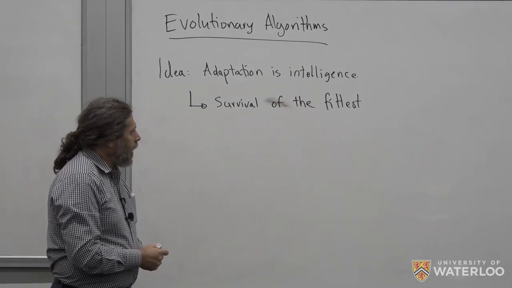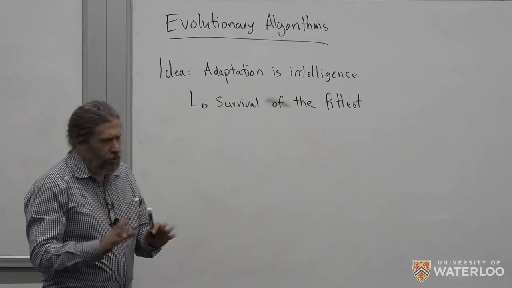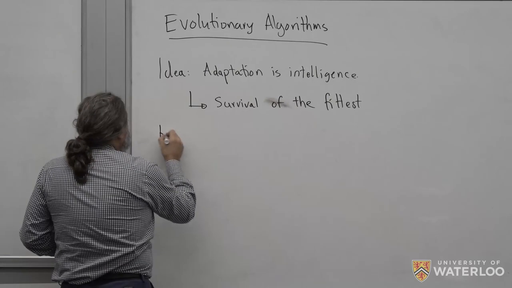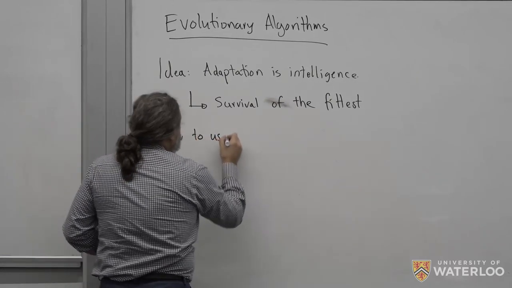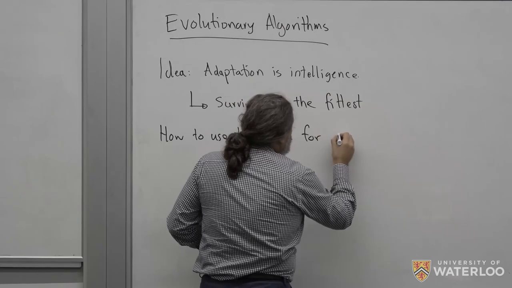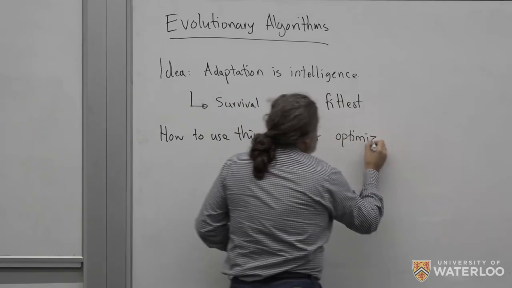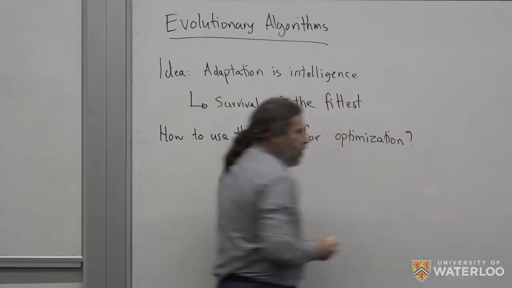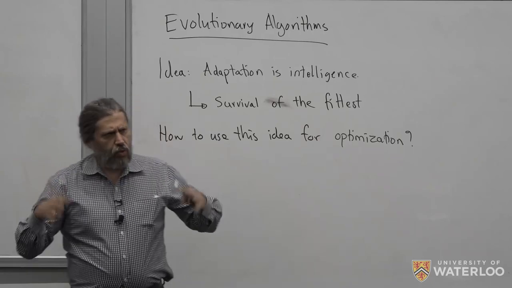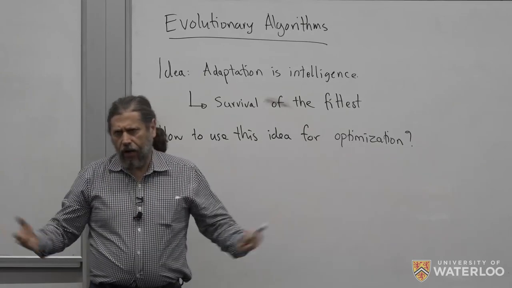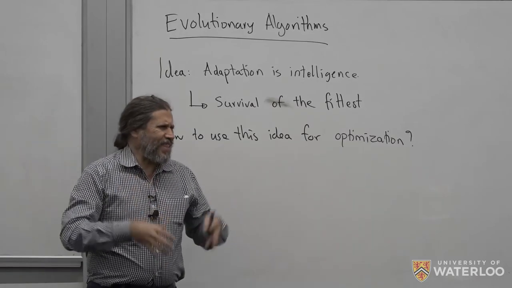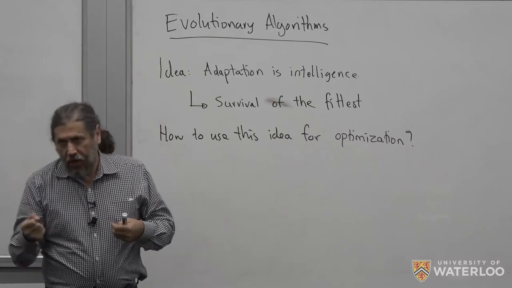So as in the last lecture, I'm sure you have heard a little bit, it's about how do we use this? So how to use this idea for optimization? And we talked about it that some colleagues within AI may not necessarily agree that evolutionary algorithms are part of AI because they are designed to do optimization. And optimization in a strict sense may not be understood as learning.